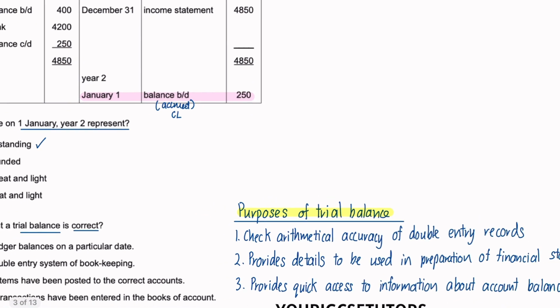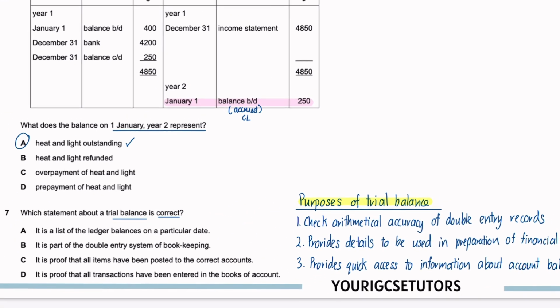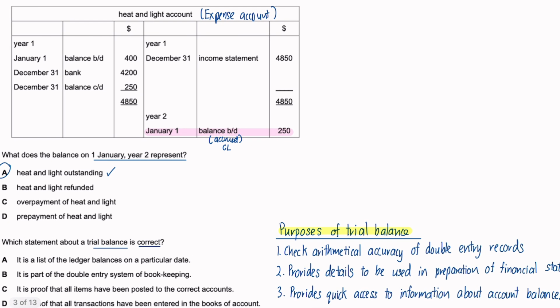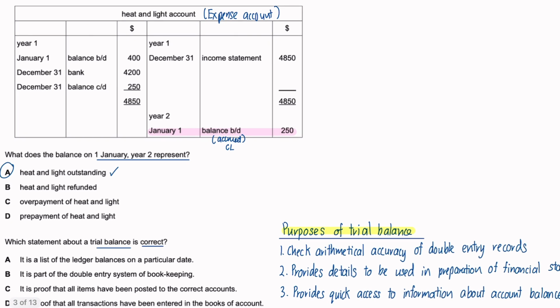Okay. So I'll make it bigger like that. Okay. A, it is a list of the ledger balances on a particular date. Yeah, this corresponds to this. So we know that A is the correct answer, right? Okay, but let's continue to see.